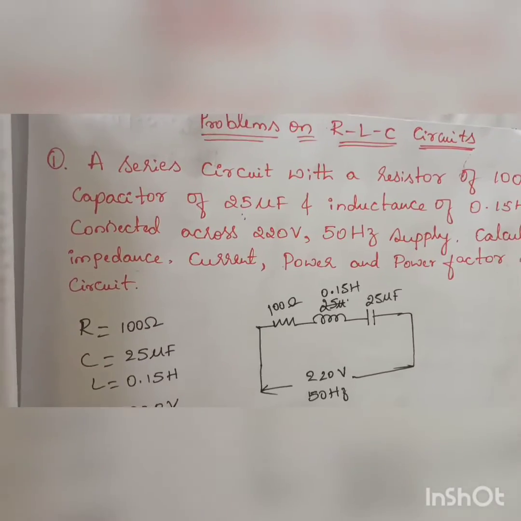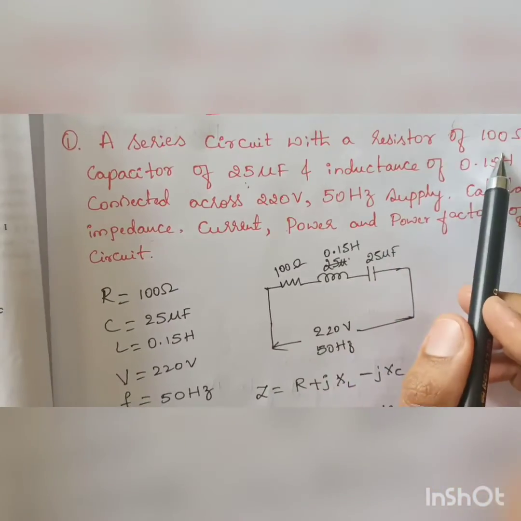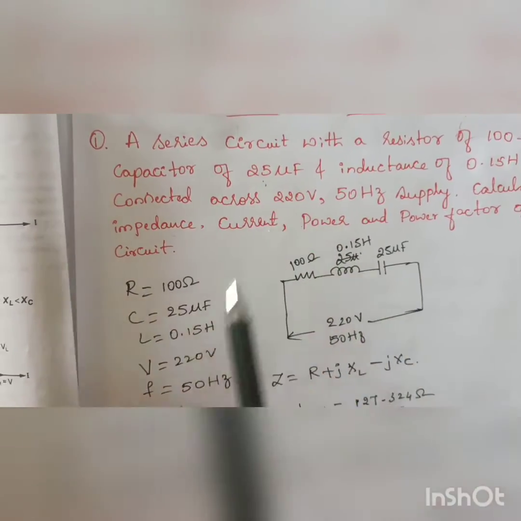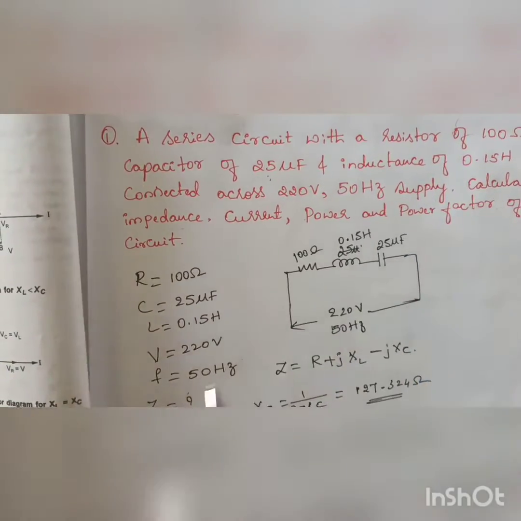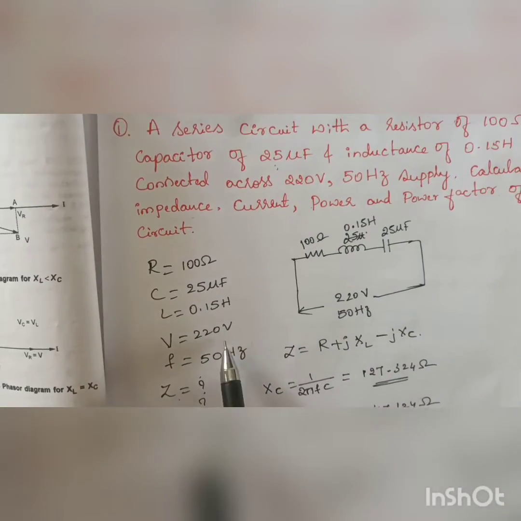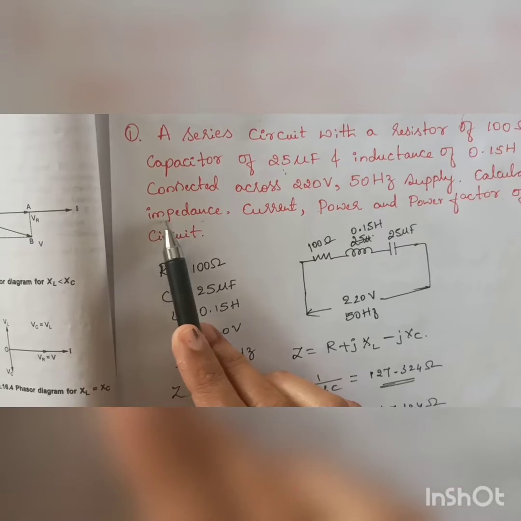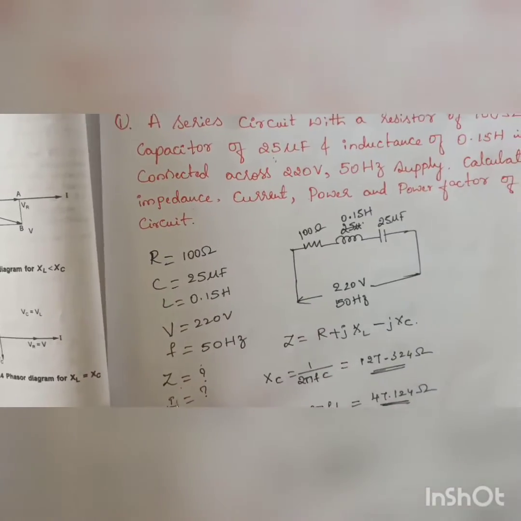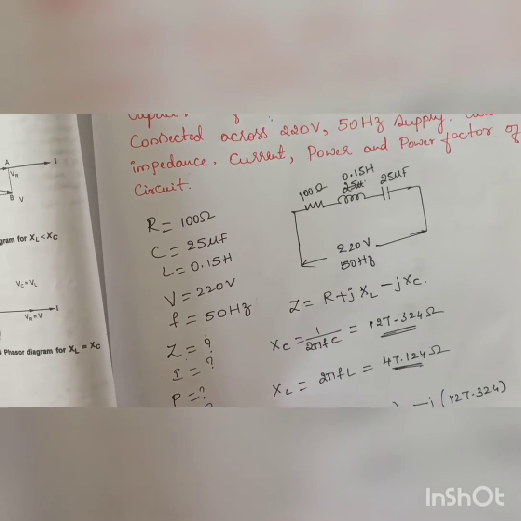So first, the given values are: resistor is 100 ohm, capacitor is 25 microfarad, inductor has inductance 0.15 Henry, and voltage is given as 220 volts and 50 Hz frequency. Then we need to find the impedance Z, and then the current and power factor.